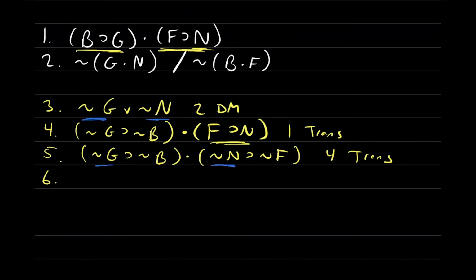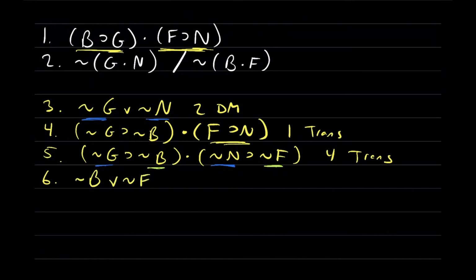So this means I can finally now do my constructive dilemma step that I thought I might be able to do. And so just to talk through the reasoning, if one of those two antecedents, not G or not N, is the case, we know that one of the two consequents, not B or not F, would have to be the case. And that's what I can get on line 3, not B or not F.